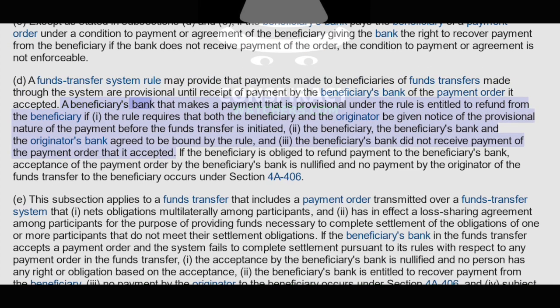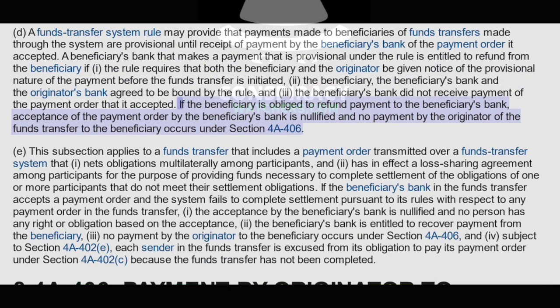A beneficiary's bank that makes a payment that is provisional under the rule is entitled to refund from the beneficiary if the rule requires that both the beneficiary and the originator be given notice of the provisional nature of the payment before the funds transfer is initiated, the beneficiary's bank and the originator's bank agreed to be bound by the rule, and the beneficiary's bank did not receive payment of the payment order that it accepted. If the beneficiary is obliged to refund payment to the beneficiary's bank, acceptance of the payment order by the beneficiary's bank is nullified and no payment by the originator of the funds transferred to the beneficiary occurs under Section 4A406.